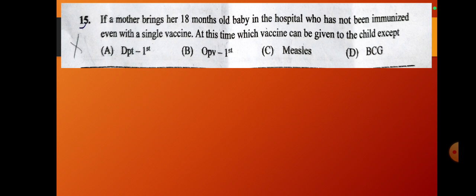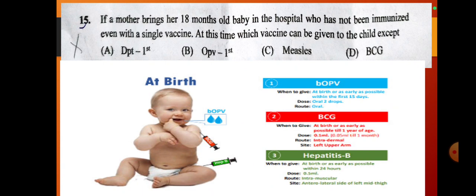If a mother brings her 18 months old baby in a hospital who has not been immunized even with a single vaccine, at this time which vaccine can be given to the child except: option A, DPT first dose; option B, OPV first dose; option C, measles; option D, BCG. So at first we have to know the immunization schedule.